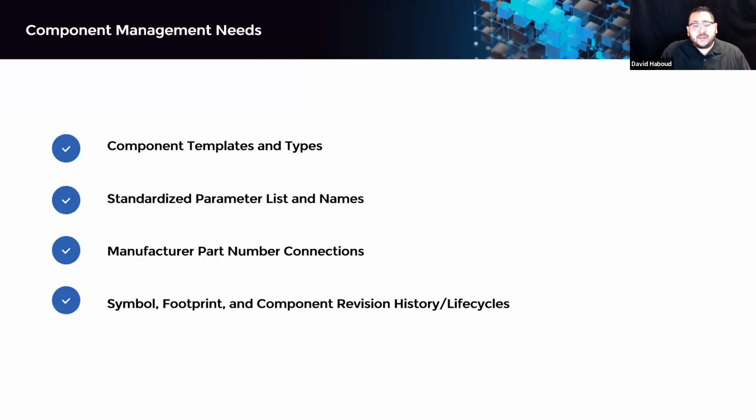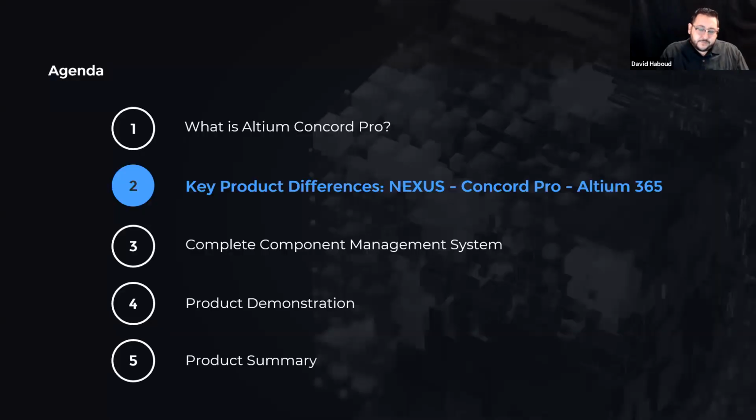And lastly, symbol, footprint, and component revision history allows you to know if you have, for example, an issue with a footprint. Let's say you made a footprint where the pads were too small and you've been having tombstoning. You need to revise that footprint across multiple designs. You're actually able to see which revision of that footprint has been utilized across designs. And there is a where-used functionality in Concord Pro where you can see where each component has been utilized and actually navigate through to the project and make those updates.